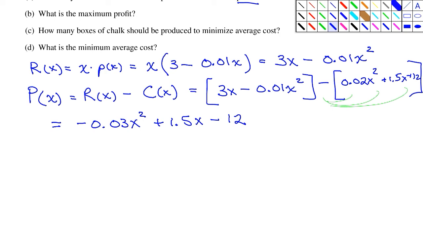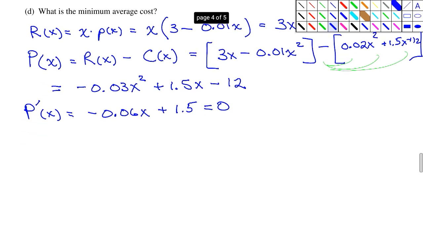Now we are looking for how many boxes should be produced to maximize profit. To find the maximum, we need to find the derivative. So we'll take the derivative here. That's negative 0.06x plus 1.5. Set that equal to 0 and solve for x. So we get negative 0.06x equals negative 1.5. Divide by negative 0.06 and you get x is equal to 25.